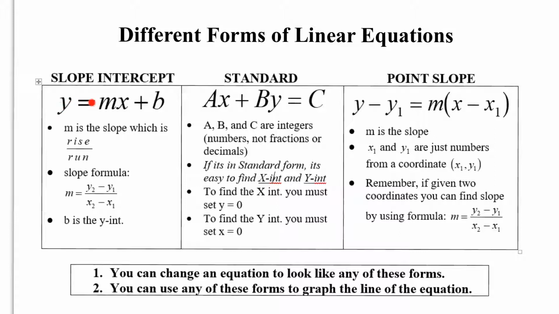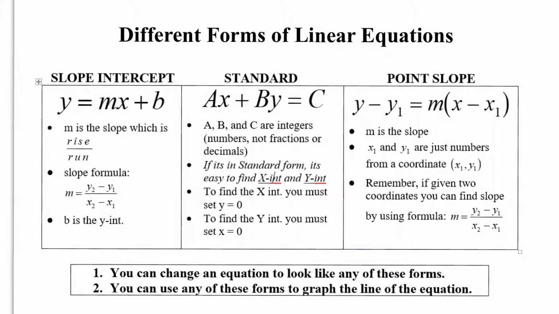So the first one here, y equals mx plus b. When you have the slope-intercept form, m represents the slope, which is rise over run. That tells you if you go up, down, left, or right. B is your y-intercept, so where the line is going to cross the y-axis.